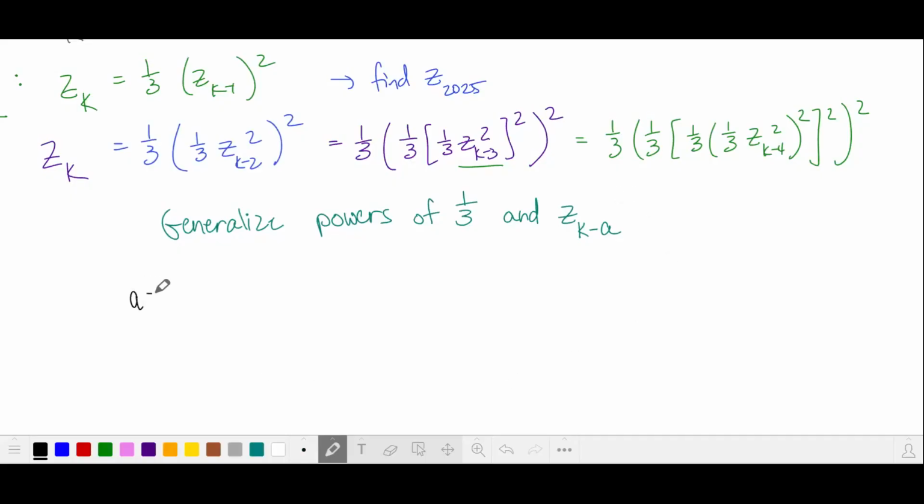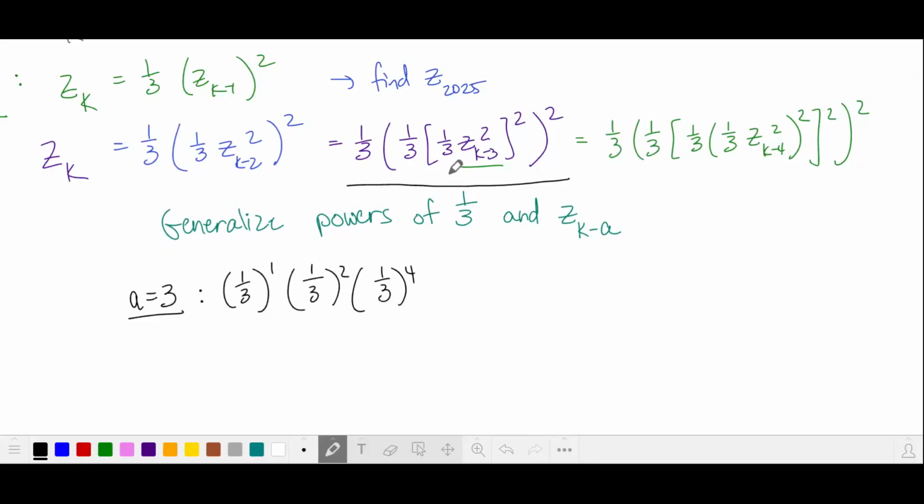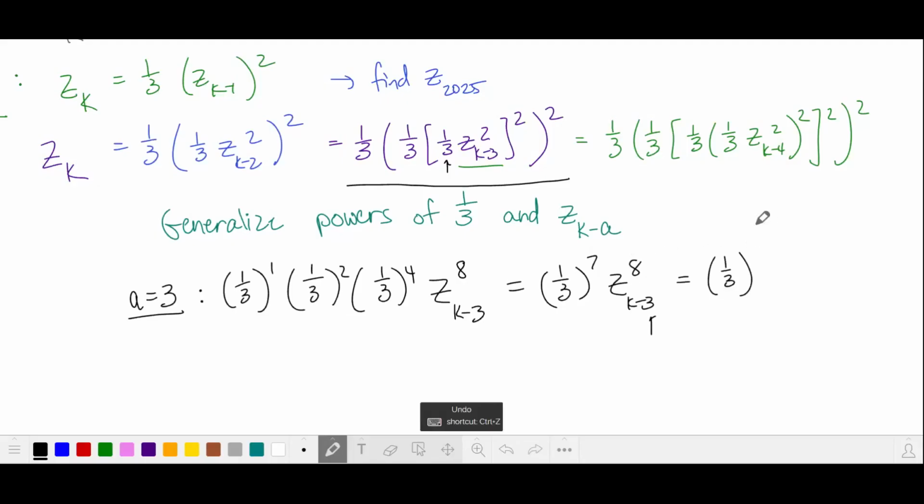Let's take a look at what happens when a is equal to 3. That's this expression over here. The power of 1/3, we're going to get 1 from this first one. We're going to get the square of 1/3 from here. And we're going to get 1/3 to the 4th power from this innermost 1/3. And now we'll find the power of z to the k minus 3. We square it 3 times, so that's z to the 8th. Altogether, we're multiplying 7 of these 1/3 and 8 of these z's. In terms of 3, our value of a, this is going to be 1 less than the 3rd power of 2, so 2 to the 3rd minus 1 up here, and this is z to the power of 2 cubed.